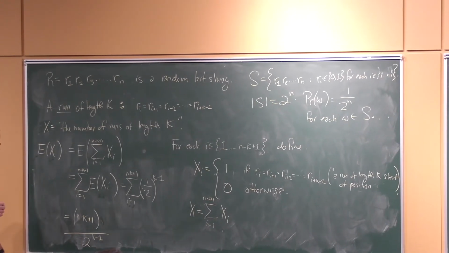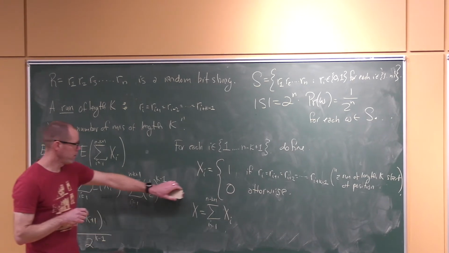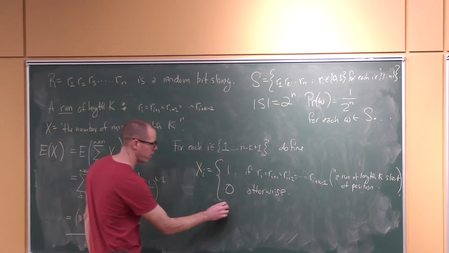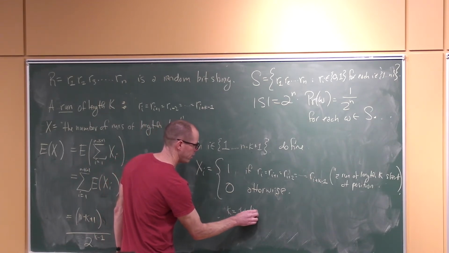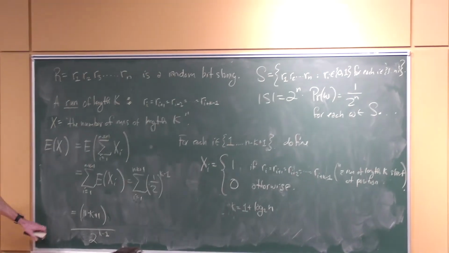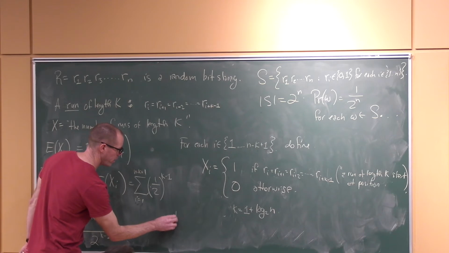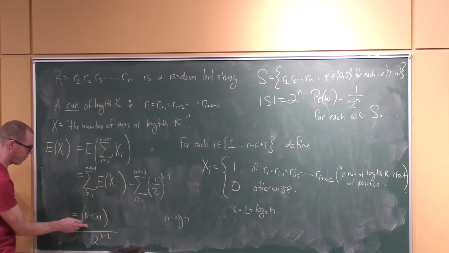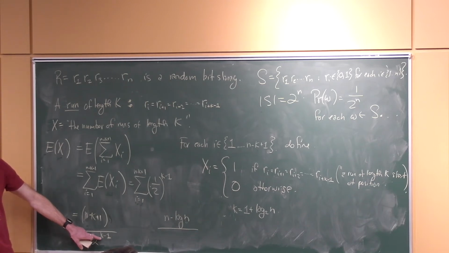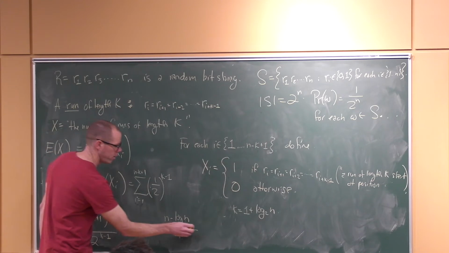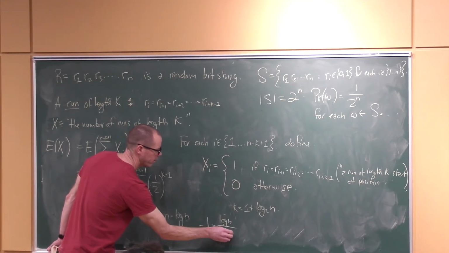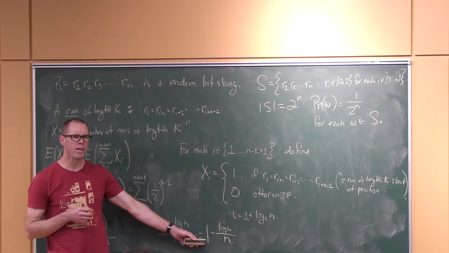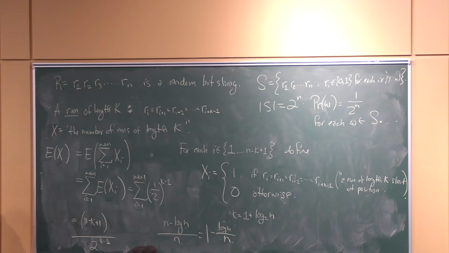And if you like, just to get a feel for this, when is this big and when is this small? Well, if I take k equal to 1 plus log base 2 of n, then this thing becomes n minus log n on top. On the bottom, this is 2 to the log n, so this is n. And so I get 1 minus log n over n. So this is just about 1, right? I mean, as n gets big, log n over n is small. So it's just about 1.